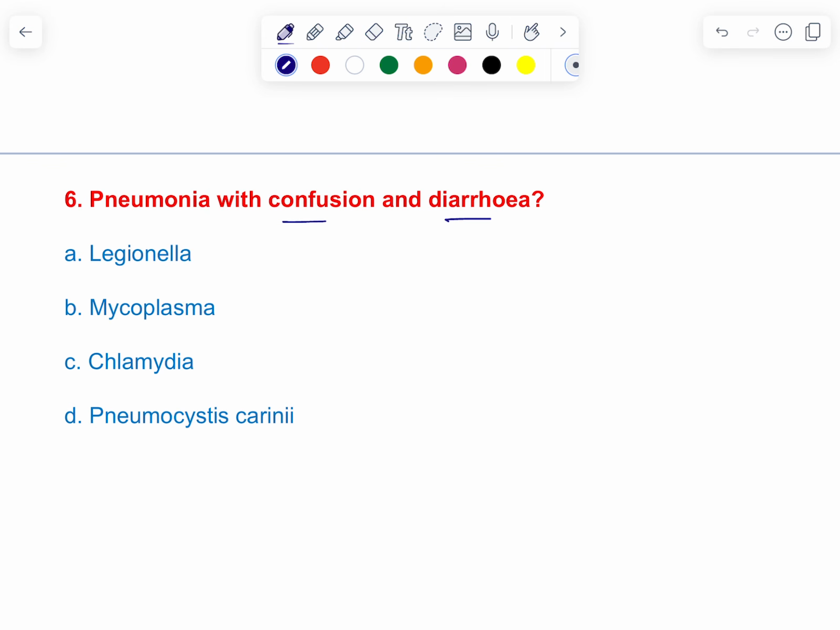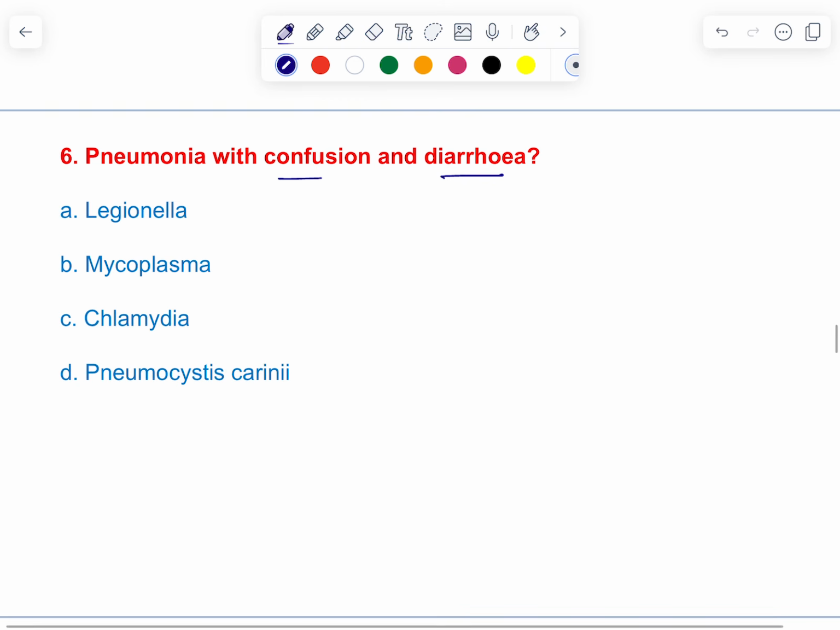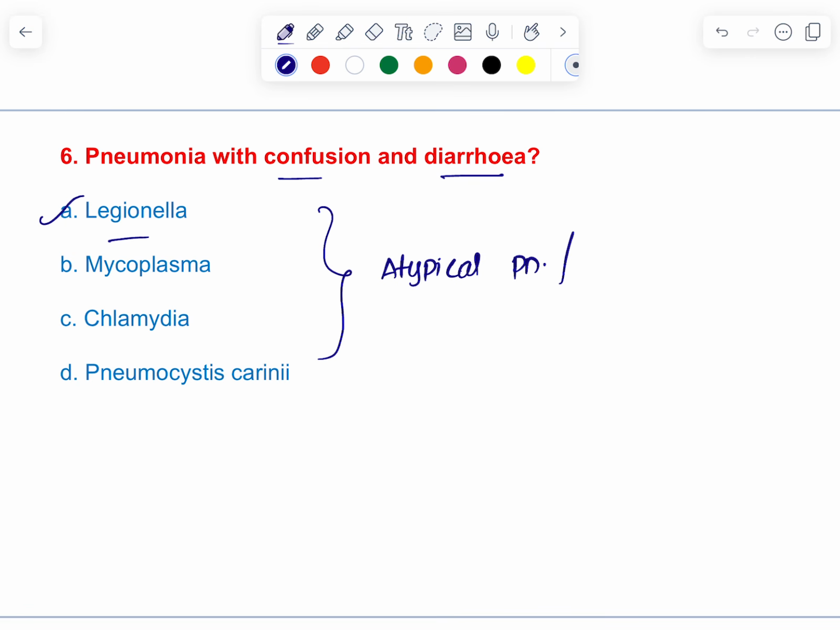Pneumonia with confusion and diarrhea. Just now we have discussed this question, right? Legionella, Mycoplasma, Chlamydia, and Pneumocystis carinii pneumonia. Okay. Now, this is a straight question, that is Legionella. But the point that you need to understand here is, all these organisms cause atypical pneumonia, or we call it interstitial pneumonia.